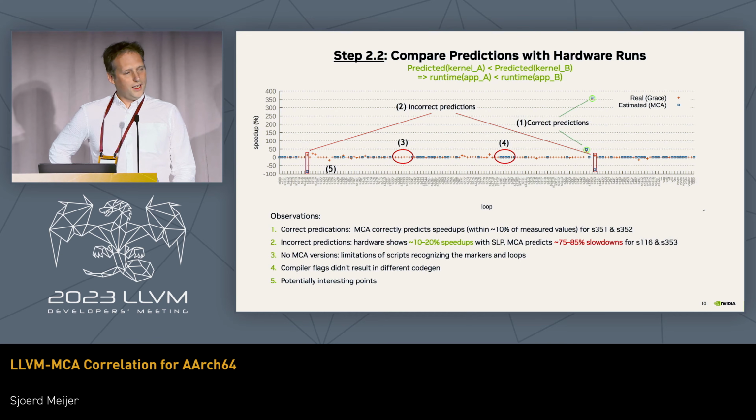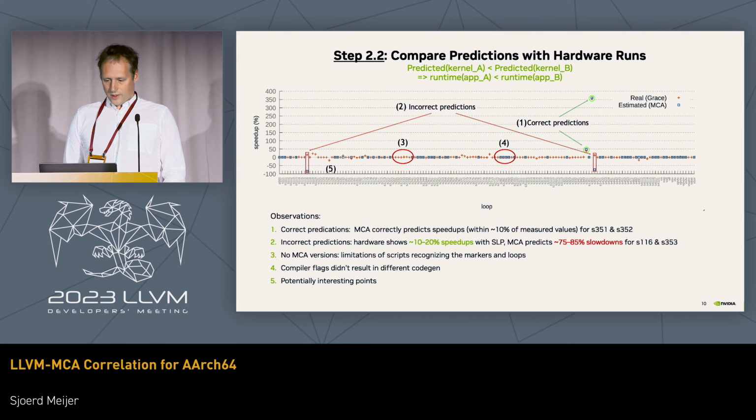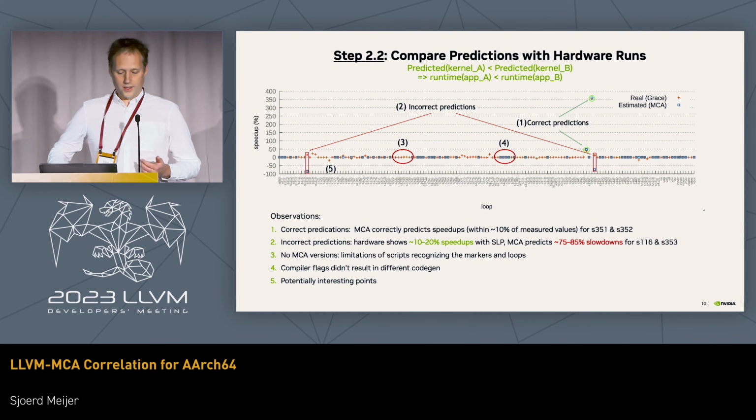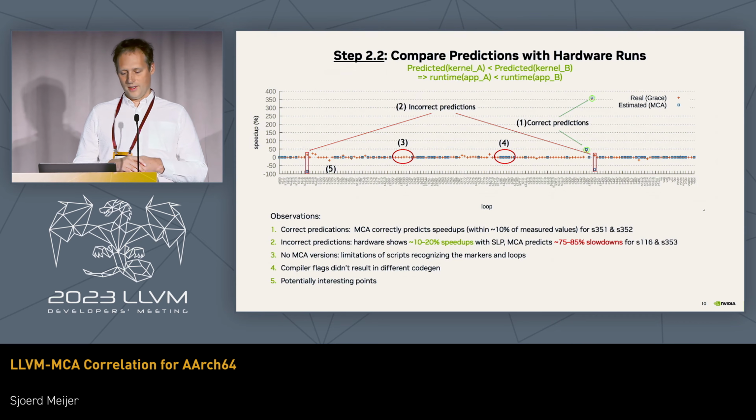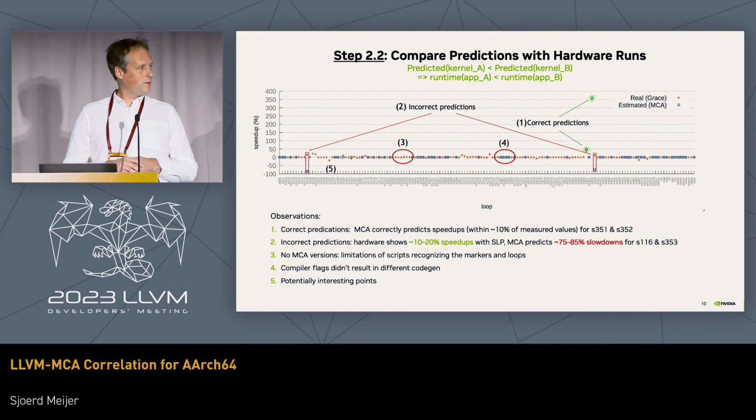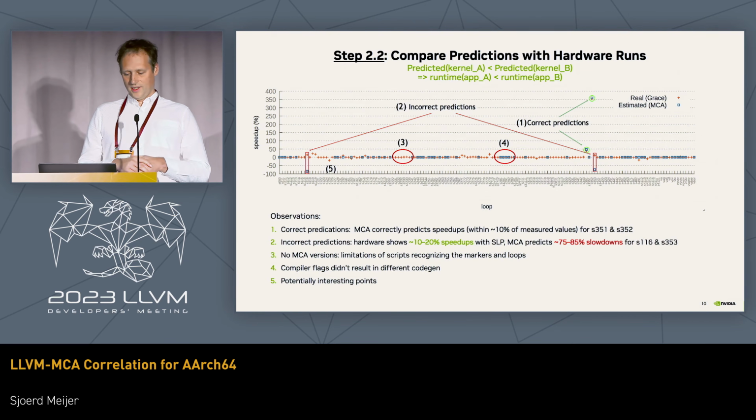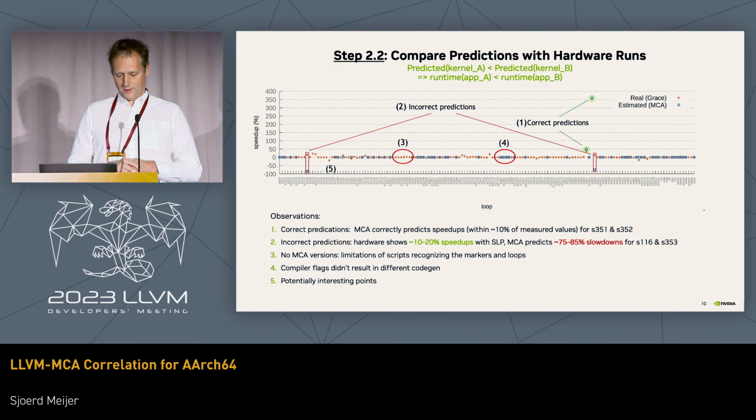Number two is we see incorrect predictions, where the runs on hardware show a speedup of A over B, but LLVM-MCA tells us exactly the opposite, and a very significant difference.